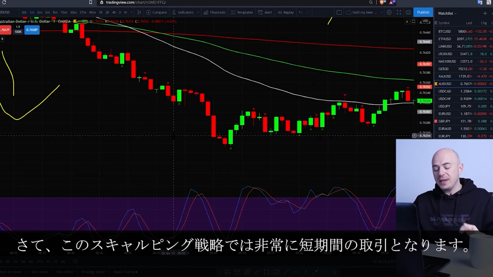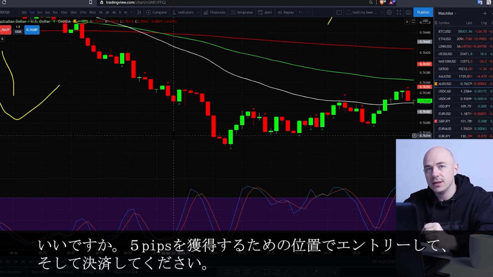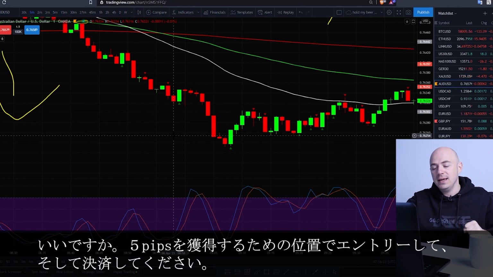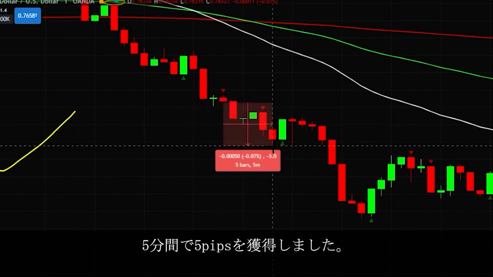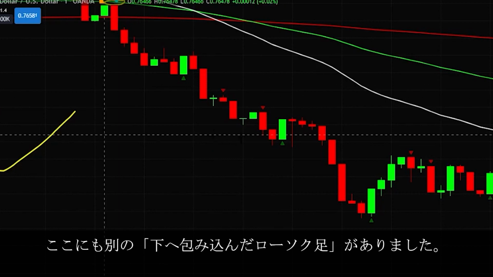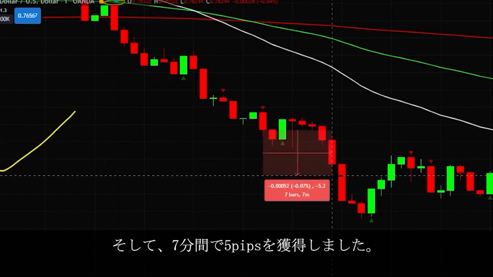So with this scalping strategy comes very short-term trades, okay? I want you to get into a position to get 5 pips and then get out. So we had a bearish engulfing candle right here. We got 5 pips in 5 minutes. We got another bearish engulfing candle right here, and we got 5 pips in 7 minutes.